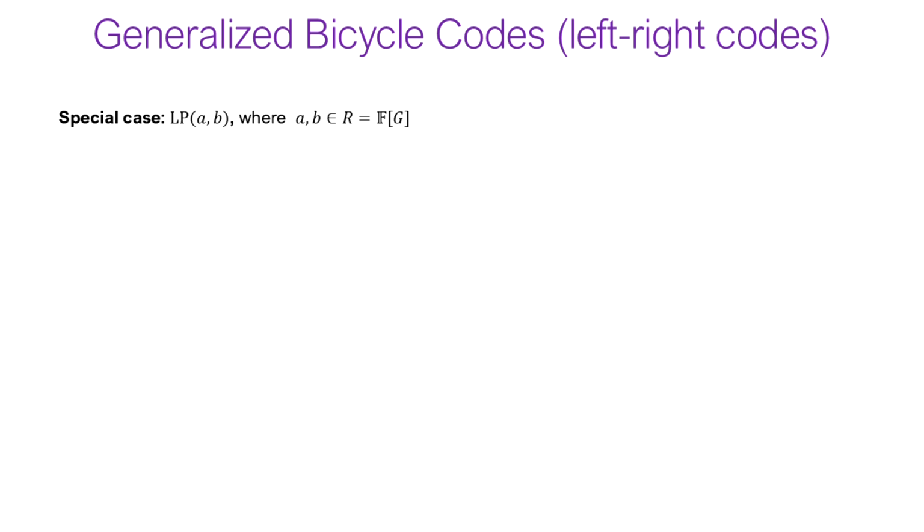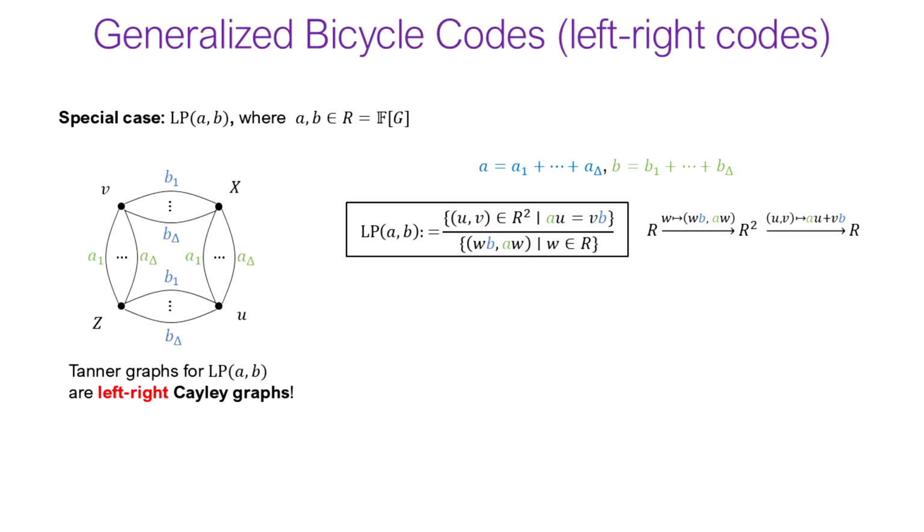So I also want to briefly mention a particular idea, which is a very special case of lifted product codes, when we apply it not to matrices, but just to single elements. A and B are just elements. So in this case, we have a very simple code defined here, with the following chain complex.